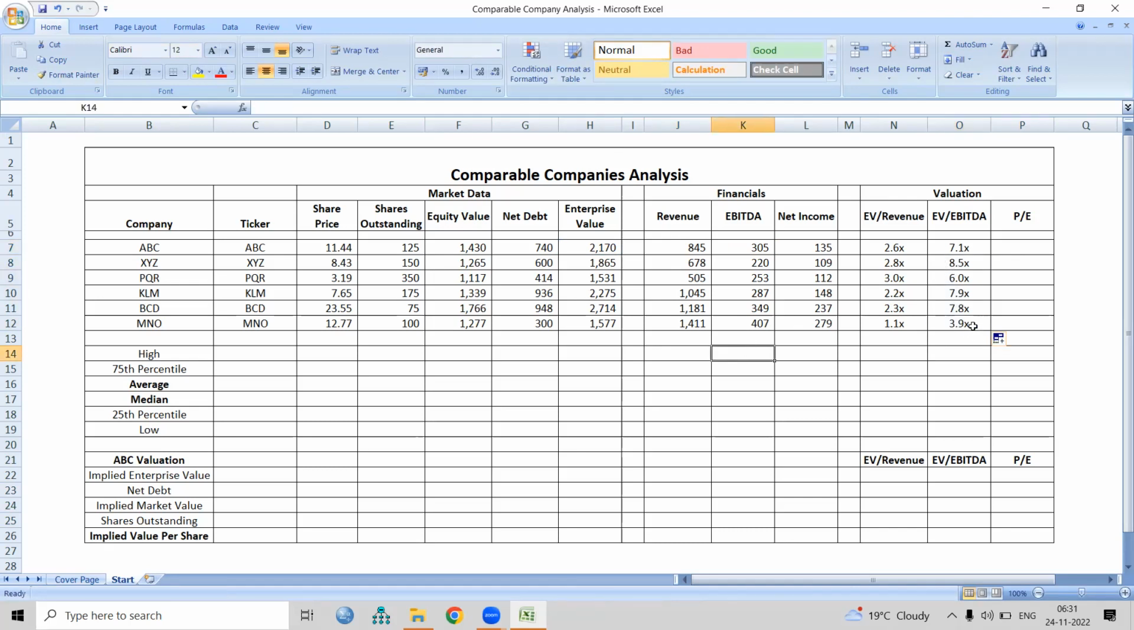That is 7.1x, 8.5x, and then 6.0x, and then 7.9x, and then 7.8x, and so on. We have calculated revenue and then EBITDA. Let's find out the P/E ratio now. The P/E ratio stands for price to earnings ratio. How do you find out the price to earnings ratio?